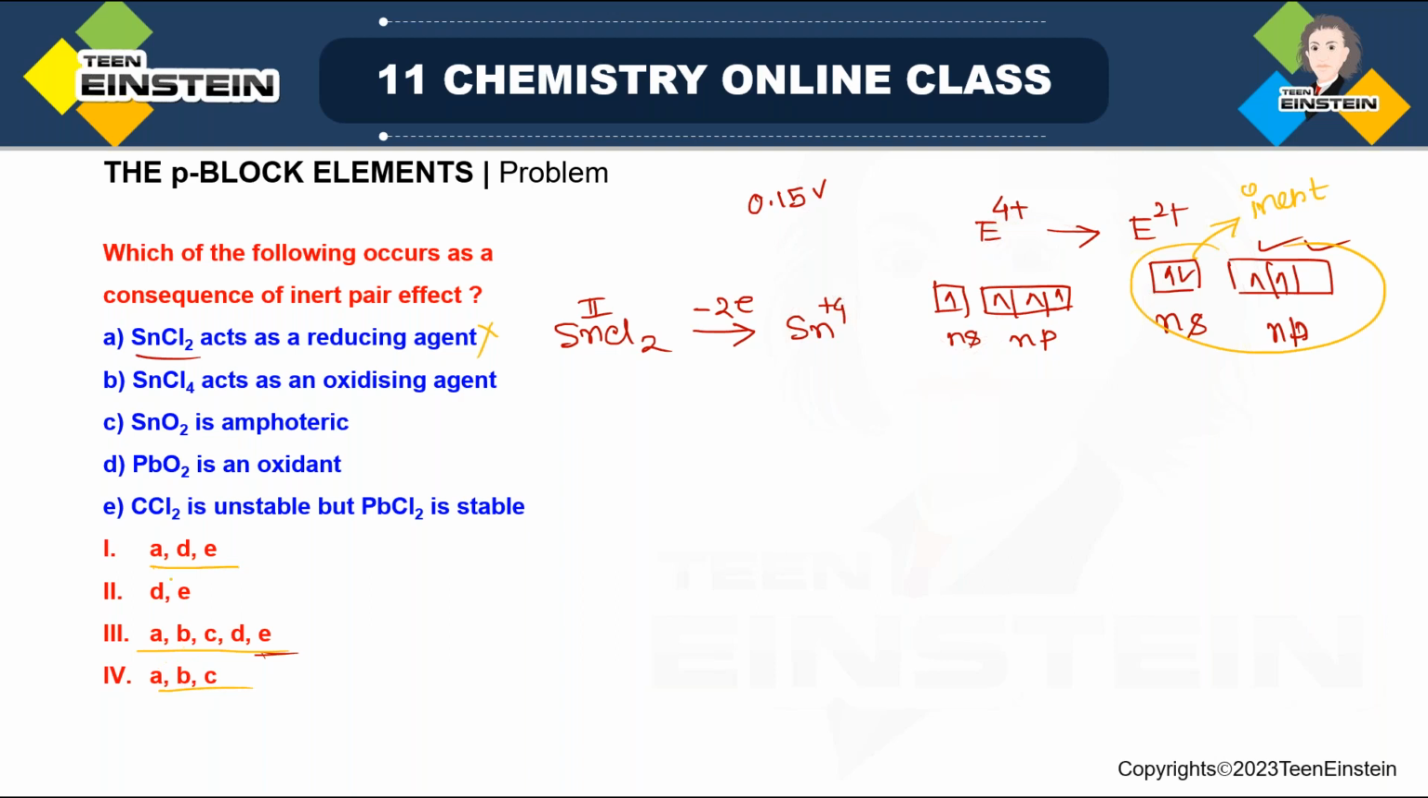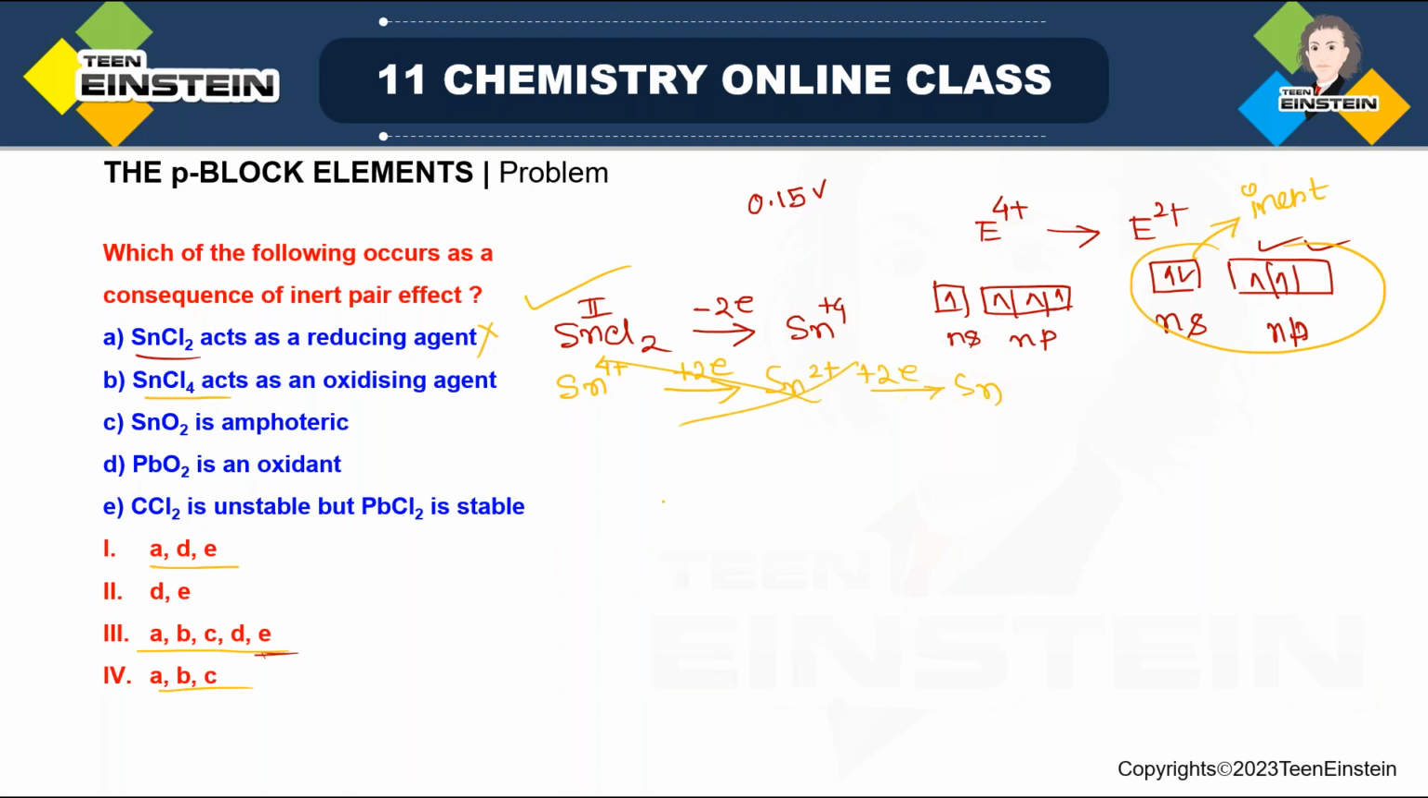But here we will also see how we can reject or accept the other options, that is why D and E are correct, that you have to see. The next statement is saying that SnCl4 acts as an oxidizing agent. It means SnCl4 is in the 4+ state, and if it is acting as an oxidizing agent, that means it is accepting electrons and converting to 2+, or there is some further acceptance of electrons, and it can convert to Sn. But this tendency is not present. The reverse tendency is what is present. So this is not correct.